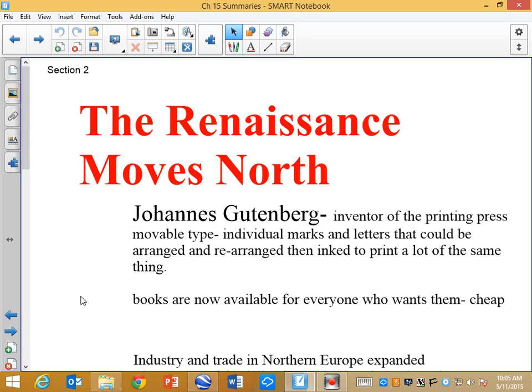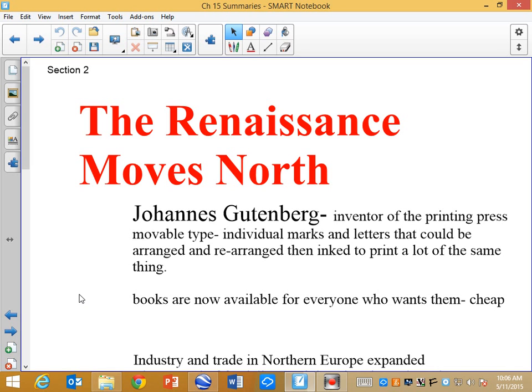Alright, we are looking at Chapter 15, Section 2. This is labeled The Renaissance Moves North. And our focus here is why did it move from Italy and north into the rest of Europe? Also, who were the people that pushed that along, particularly writers, authors? How did they have a hand in that? And then, who were some artists, and what sort of art would cause people to start thinking differently?